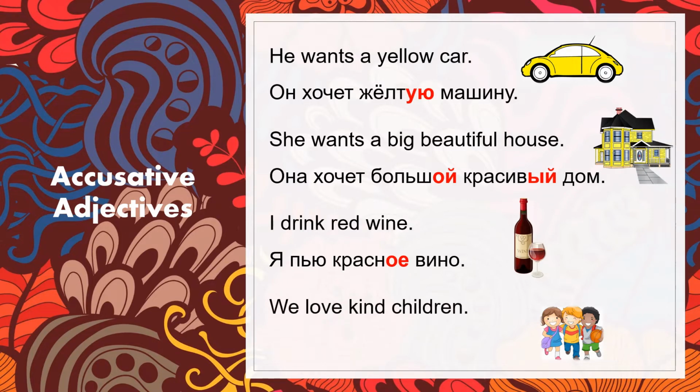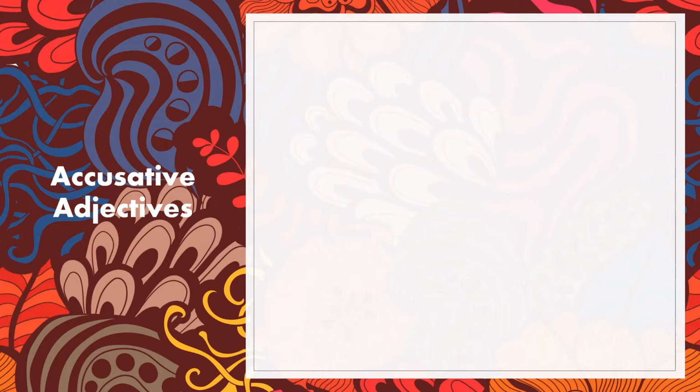In our last example, we love kind children. Okay, so children is plural, animate. So the ending is going to be -ых for the adjective. Мы любим добрых детей. Okay? Let's do a little more practice.